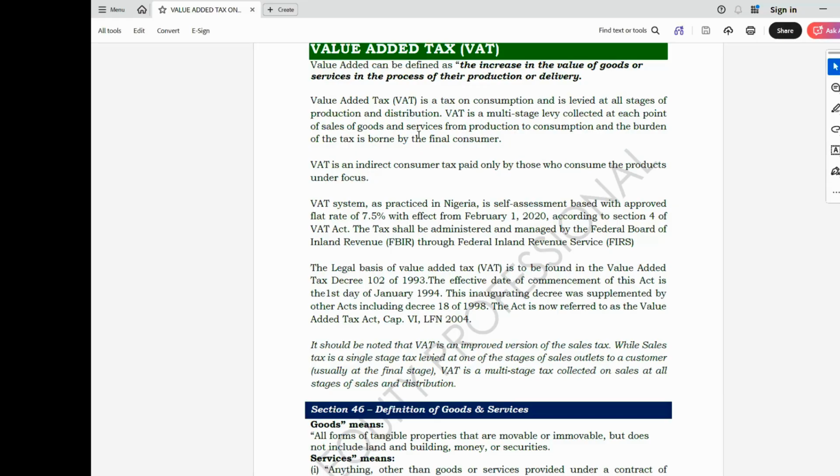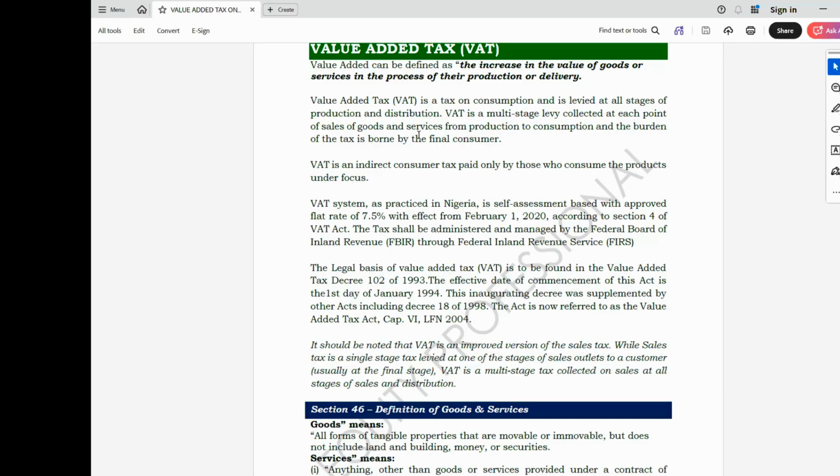So as I said earlier, the burden is borne by what? By the final consumer. It is a form of tax that replaces what is called the sales tax. Before the value-added tax was introduced by the government in 1992, which came into effect in 1993, they usually had what is called sales tax, which is charged by the government.